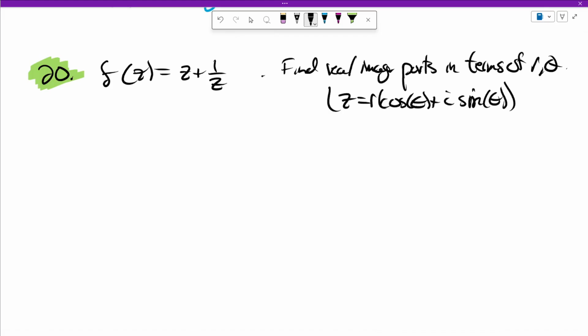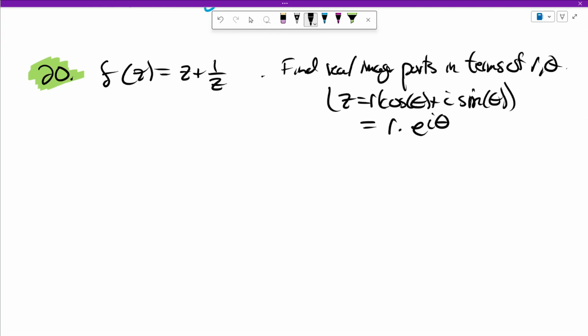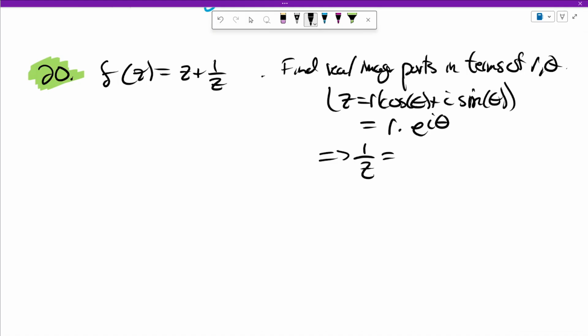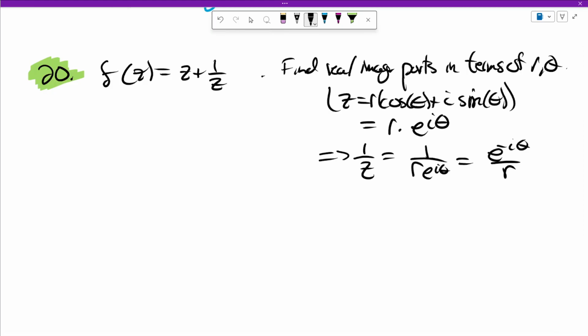Let me just notice something though, that exponential form helps us pretty seriously here. If we write z as r e to the i theta, where e to the i theta is cosine theta plus i sine theta, then whenever you need to do division, this expression is helpful, because 1 over z is now 1 over r e to the i theta, which we can write as e to the negative i theta over r. Then we can go back and plug in terms of cosine and sine. This expression is going to help us really deal with this reciprocal term.